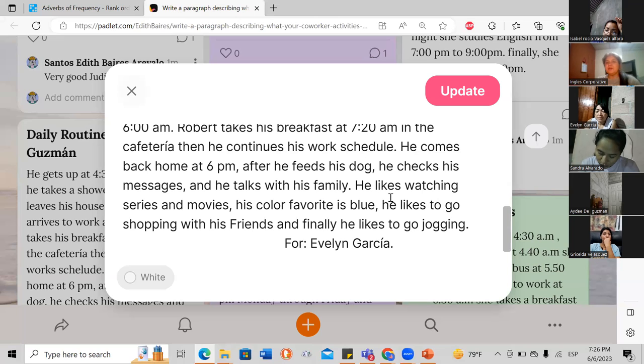Okay. Cuando van a utilizar, digamos acá, después de likes, el siguiente verbo puede ir como con ing y se convierte en nombre. He likes watching TV, series and movies. His favorite color. Aquí le cambiamos. Es un poco diferente que el español. His favorite color is blue. He likes to go shopping. Ajá, muy bien utilizado acá. He likes to go shopping with his friend.